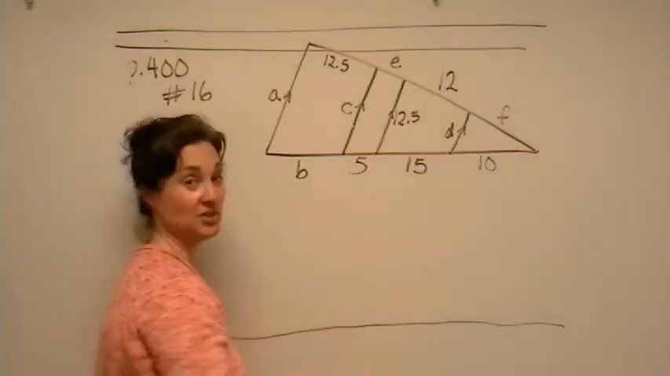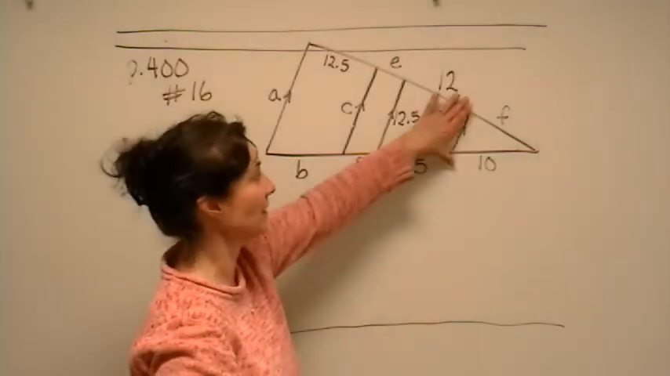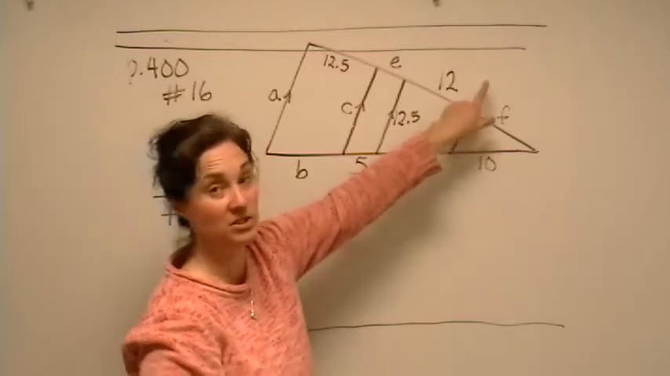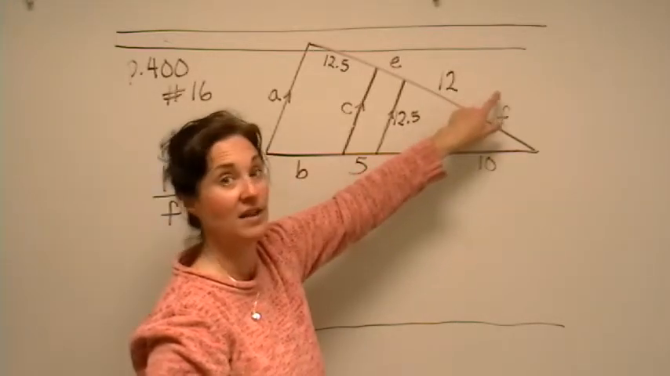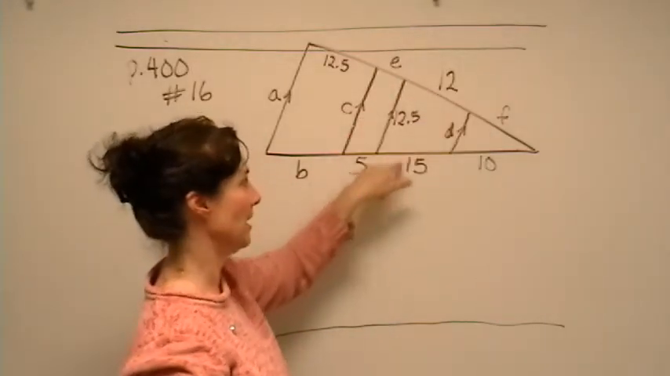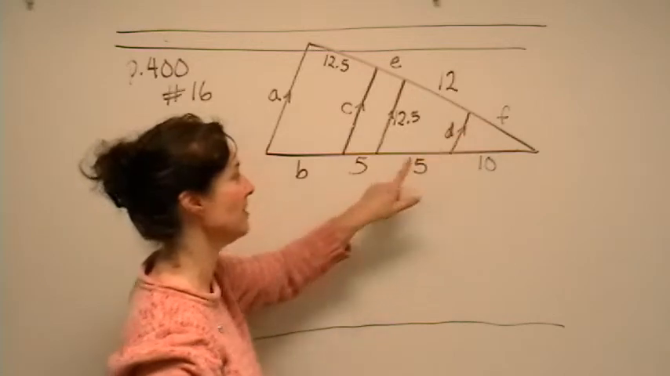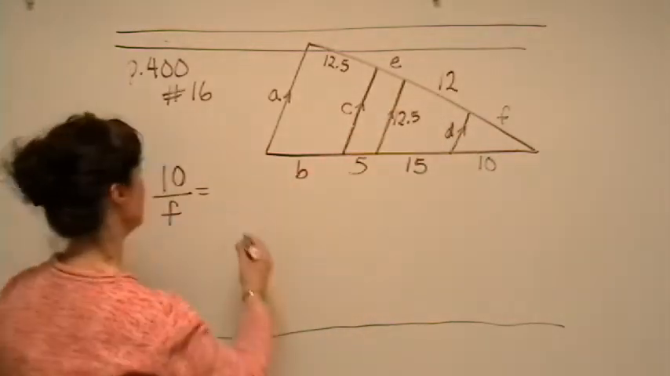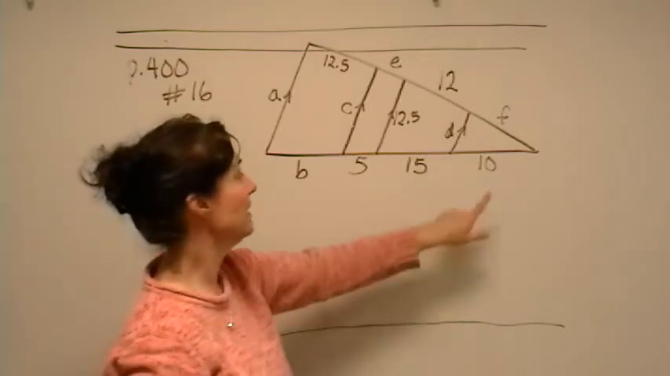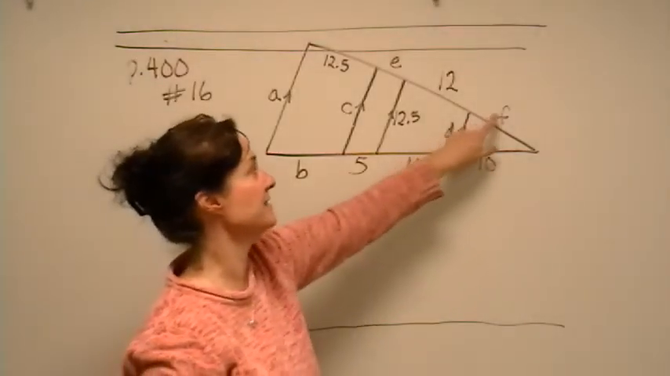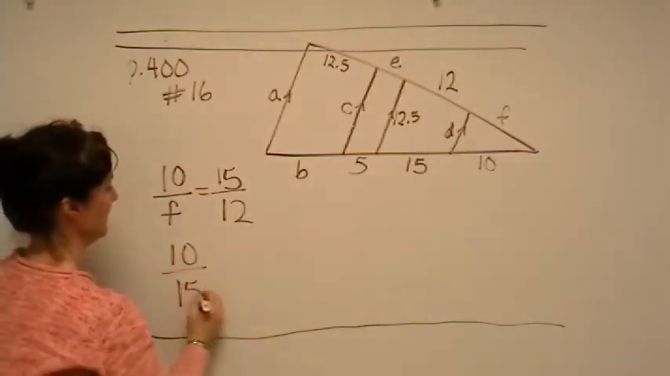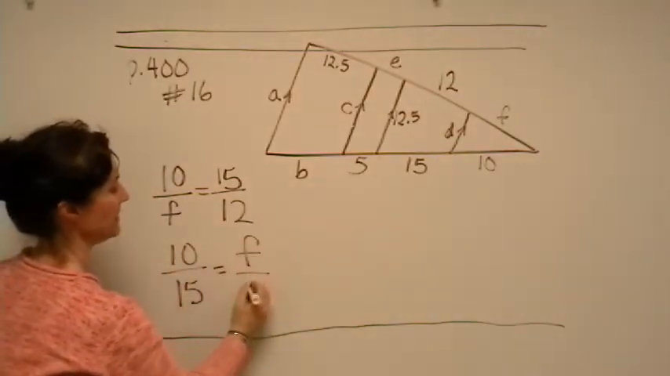Now you've got to make sure that you keep your sides lined up. We're doing the little triangle first, and we're doing 10 is to F. So we're doing the bottom segment to the top segment. You cannot turn around and then do it backwards and do the top to the bottom. So bottom to top, bottom to top. So 10 is to F as 15 is to 12. You could also say 10 is to 15 as F is to 12.